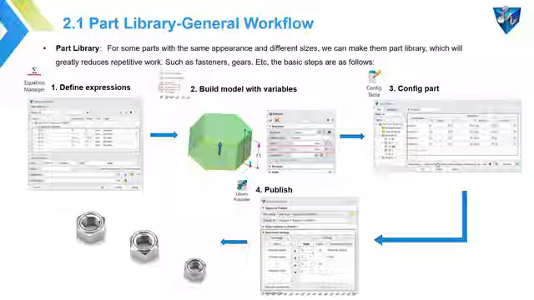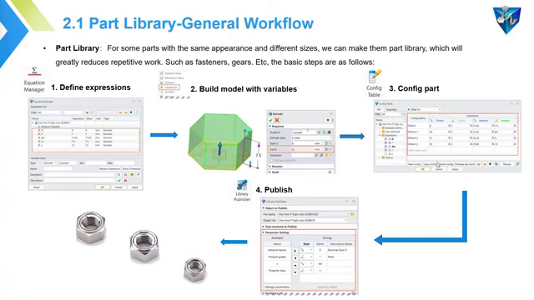Step 3. We need to create part config. In the part config table, we can choose the variables and make more configurations based on different values. And the last step, we can publish the part to the library. Then we are able to insert it in the reuse library. Now let's move over to ZW3D to learn more details.